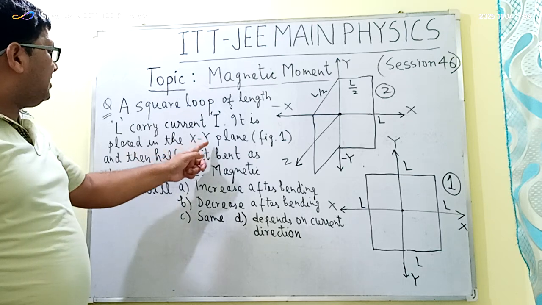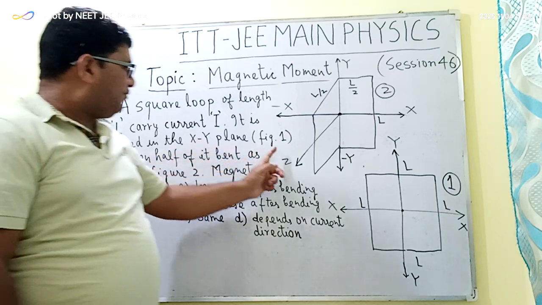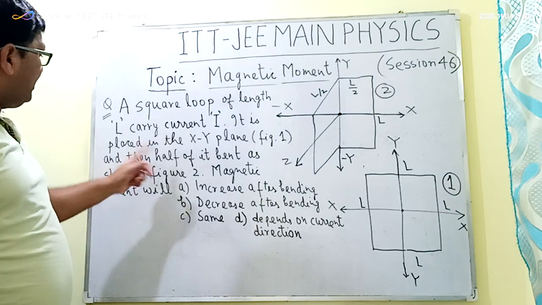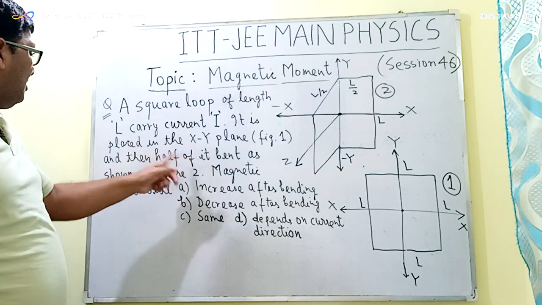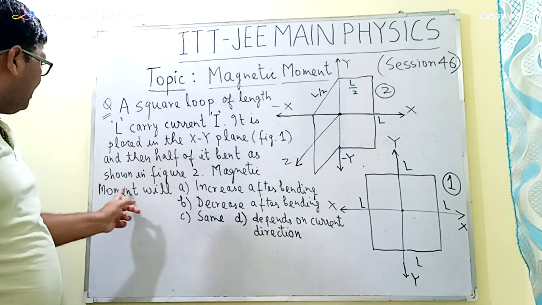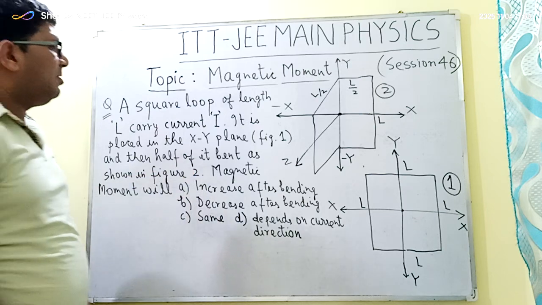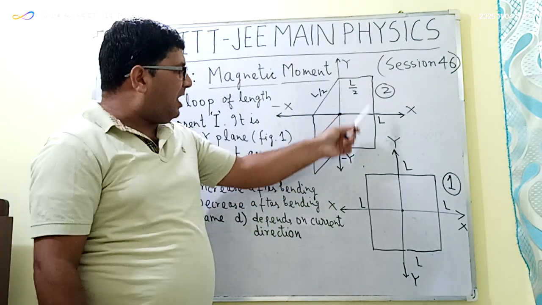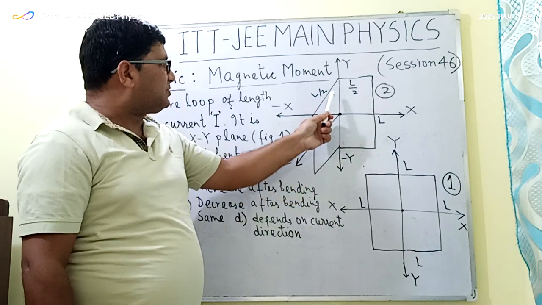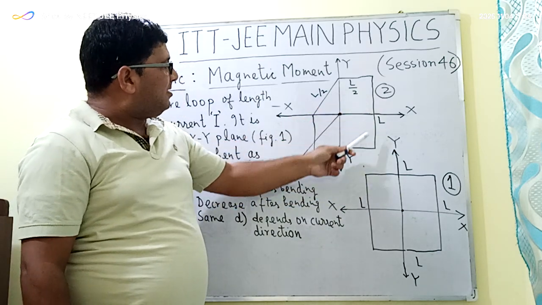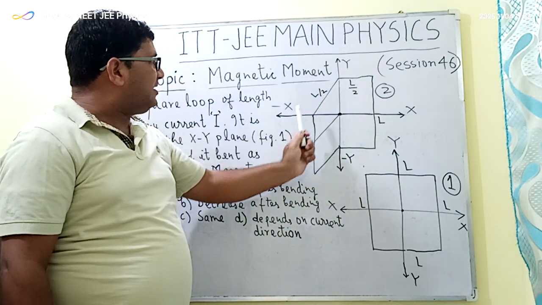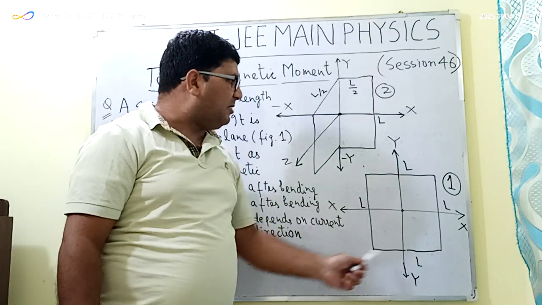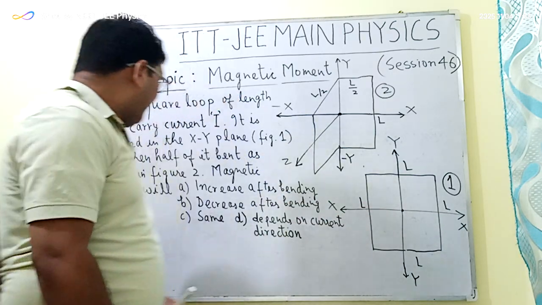It is placed in the XY plane as shown in figure number 1, and then half of it is bent as shown in figure number 2. So this is figure number 2, in which half of this square loop is bent in such a way that half of it is lying in the XY plane and the other half is lying in the YZ plane. And in figure number 1, the entire loop is lying in the XY plane.